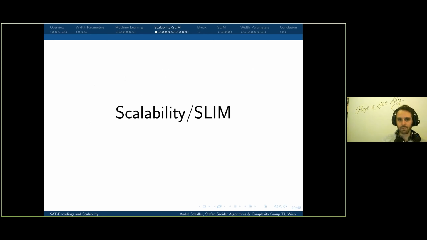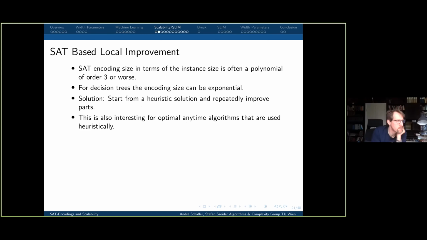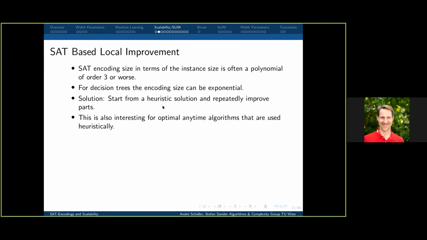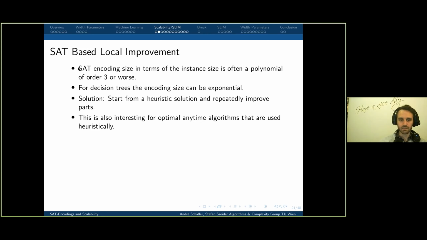So this is maybe the main part of what I want to talk about: this framework that Stefan Szeider proposed for scaling SAT-based solutions to larger instances, called SAT-based local improvement. Here is the problem I mentioned before: the size of the SAT encoding is often cubic or worse in the size of the original instance. So while it performs well, at some point it just becomes too large to handle for your memory, for your hard disk. There are other constraints than just what the SAT solver can actually solve. And for decision trees, some encodings are even exponential in size.